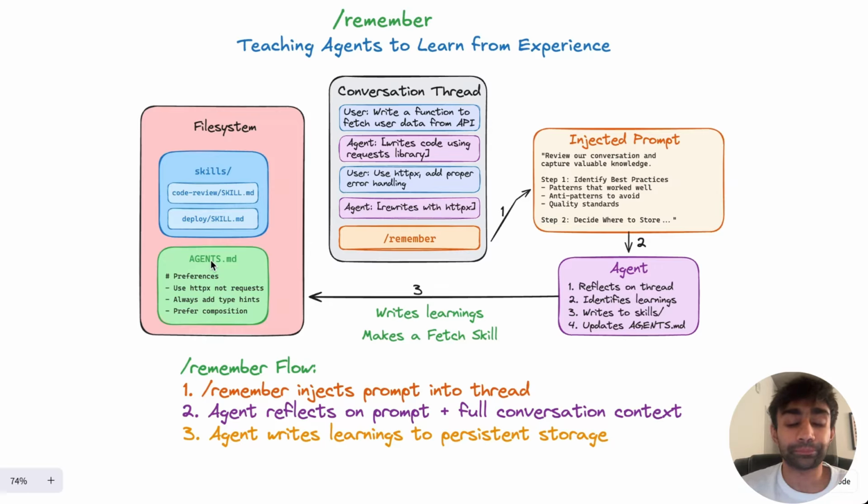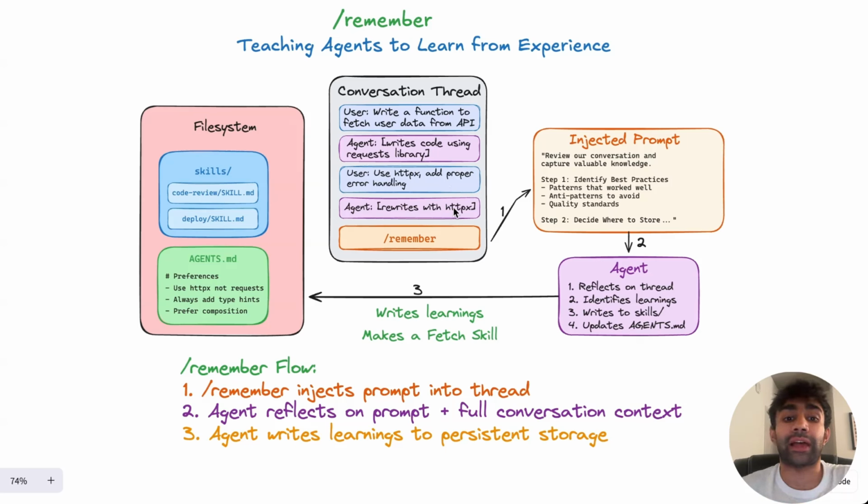In the conversation thread, the user, let's say me, I ask our agent, hey, write a function to fetch user data from an API. Agent goes, it does a bunch of tool calls, and it writes that code. And then I review that code, and I'm like, actually, you used a request library. I wanted you to use httpx and add proper error handling. So then the agent rewrites the code with httpx.